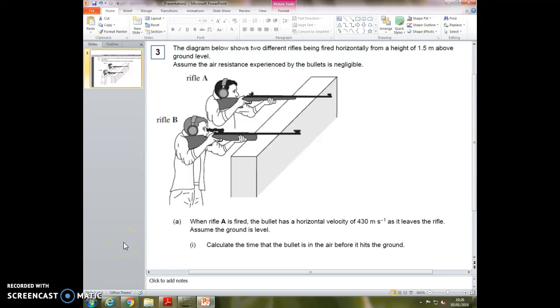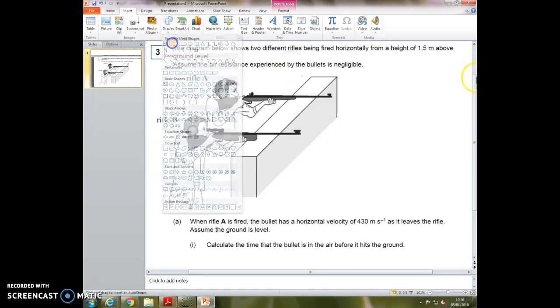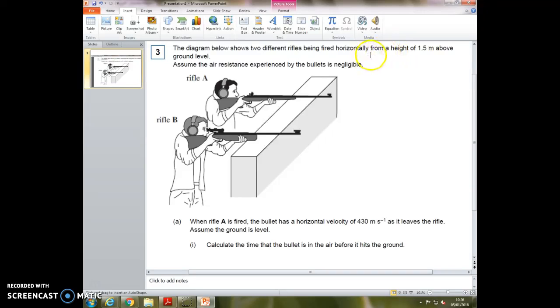Okay, welcome to the first in a series of exam solutions for projectile motion and SUVAT. Question 3 in the last SUVAT paper showed a situation where two rifles were being fired at the same time. Now we find that both of them are fired from a height of 1.5 meters.